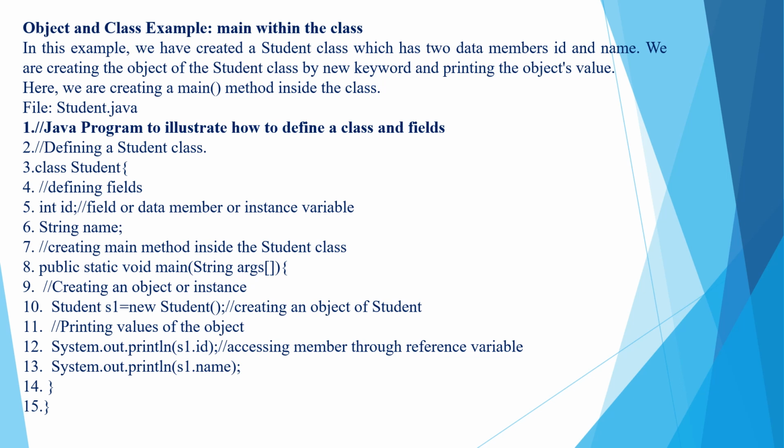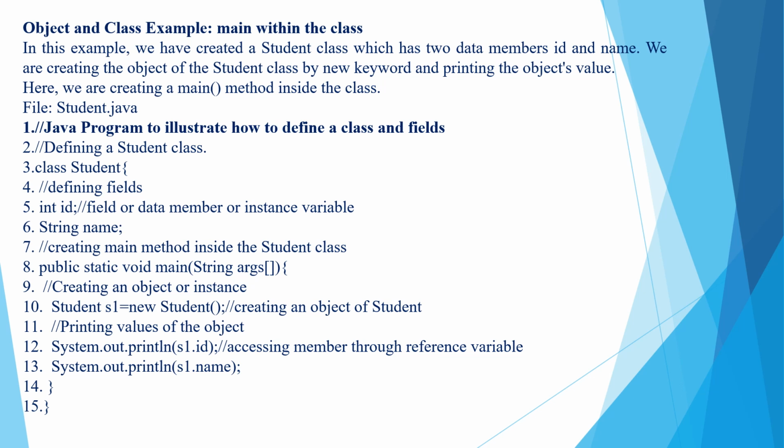So the name of the class here is Student, and we are defining the fields here: int id, String name. These are the fields for the class Student. Then we are creating the main method. How do we create the main method in Java? public static void main(String[] args), a set of arguments. By default, Java takes arguments as string type. So that is my main method.